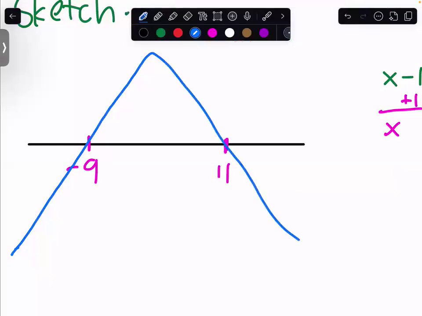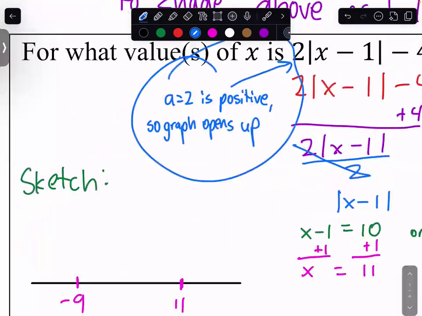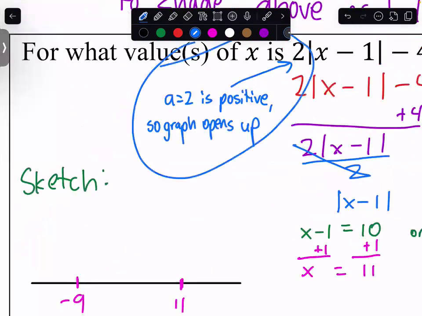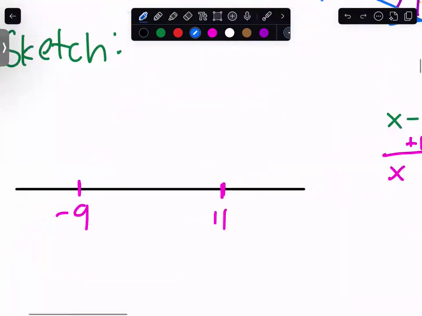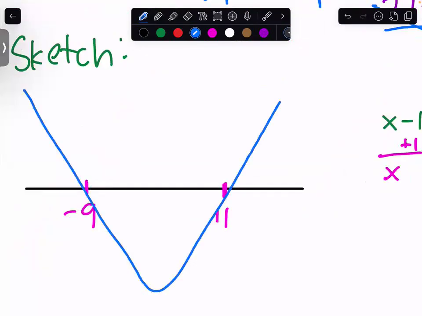Right, so this is where the A value comes in. For this problem, A is positive 2, which means that we want not the upside down V, we want the right side up letter V. Okay, so yeah, go ahead and draw a letter V that is right side up, and that also goes through the two key numbers.